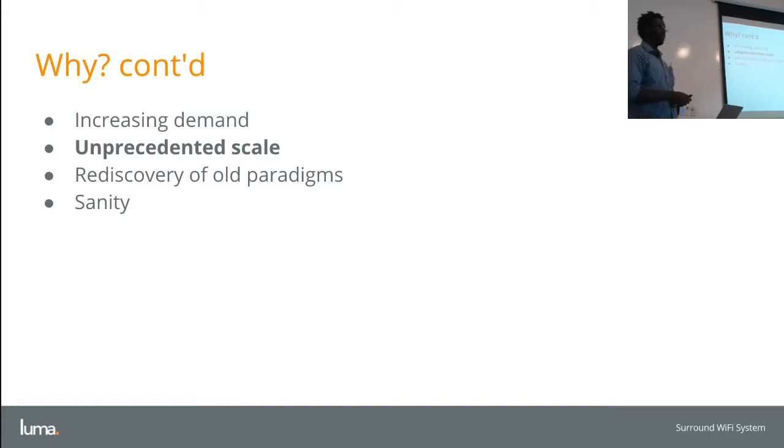The third is that there's a rediscovery of old paradigms. And by old paradigms, I mean ways of making things, right? Ways of doing computer science. So things like functional programming, reactive programming that went out of style for maybe 10, 20 years in the advent of object-oriented programming are starting to resurface because we have unprecedented scale as well as a change in what users expect. The last is obviously sanity, right?